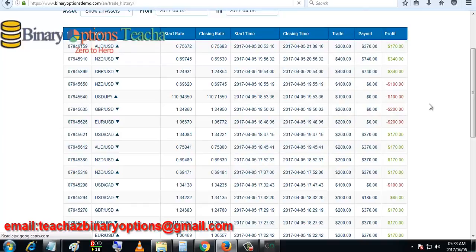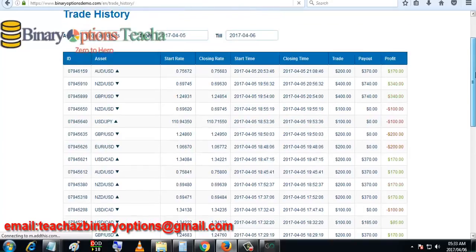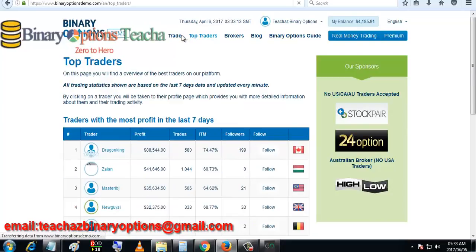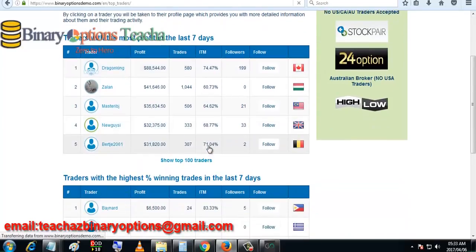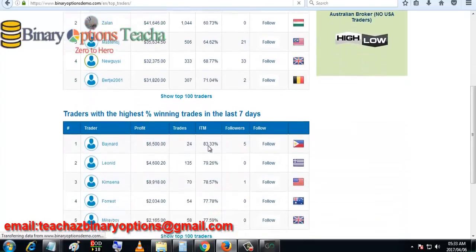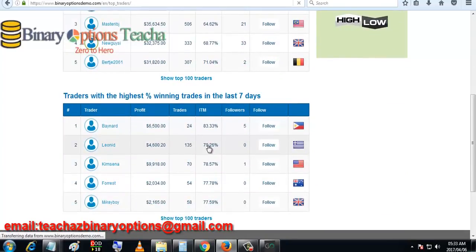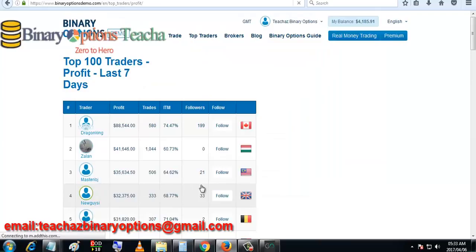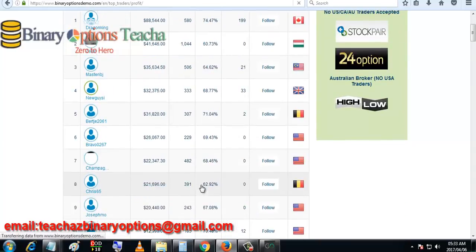So you can actually see, guys, that this strategy is more like consistent, because what you need for binary options, anything above 55%, you should be able to make profit with good money management. So you can see even the other guys for the past 7 days, they are having around 71%, 79. This one is high. You can see 64%, but he is actually in the top 3 for the profit, because he has a better money management strategy.